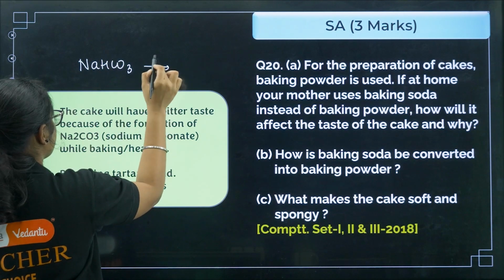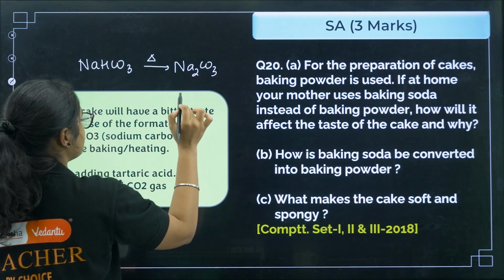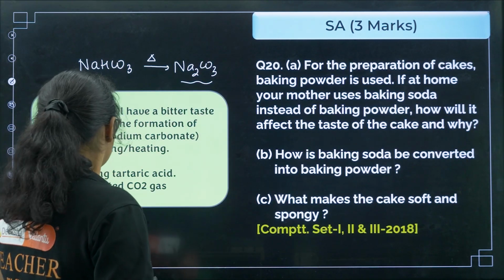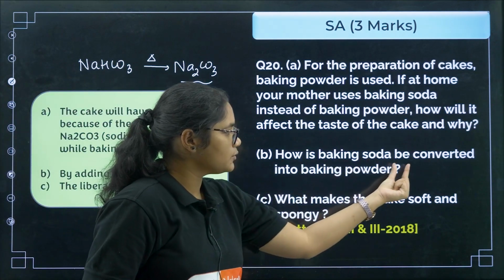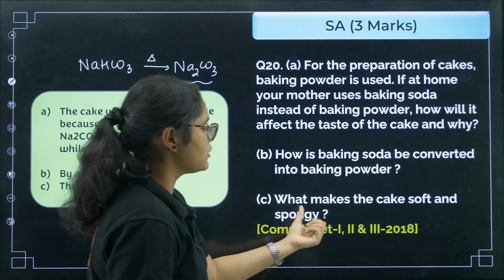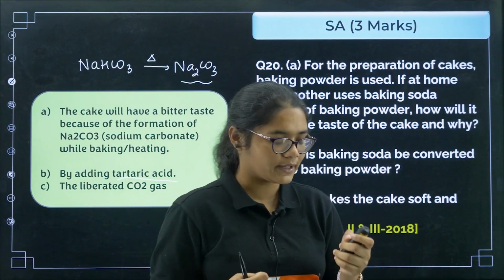Okay, when you are cooking it, when it gets heat, it decomposes to give you Na2CO3, right? And this can make the taste bitter. Next is, how is baking soda converted to baking powder? By adding tartaric acid to it. Next, what makes the cake soft and spongy? The liberated CO2 gas.